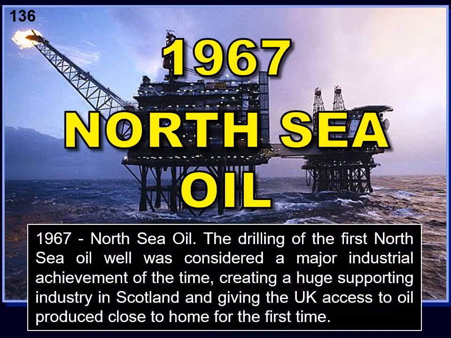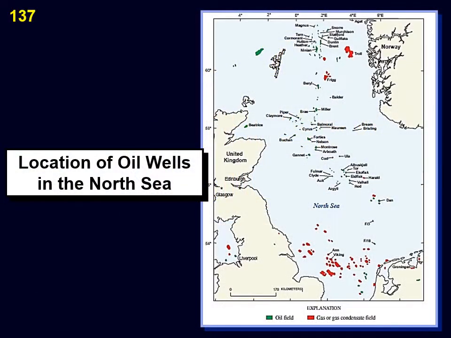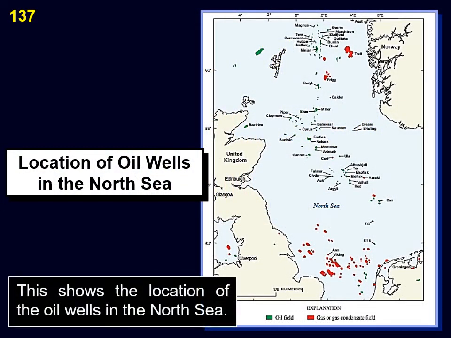1967, North Sea oil. The drilling of the first North Sea oil well was considered a major industrial achievement of the time, creating a huge supporting industry in Scotland and giving the UK access to oil produced close to home for the first time. This shows the location of the oil wells in the North Sea.